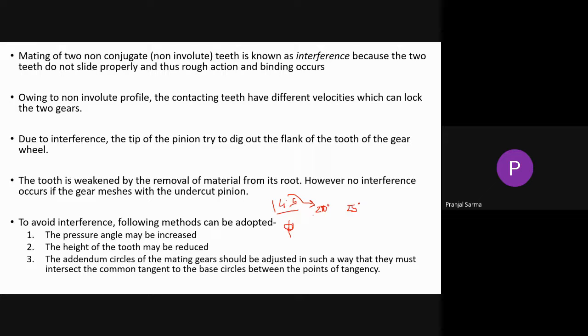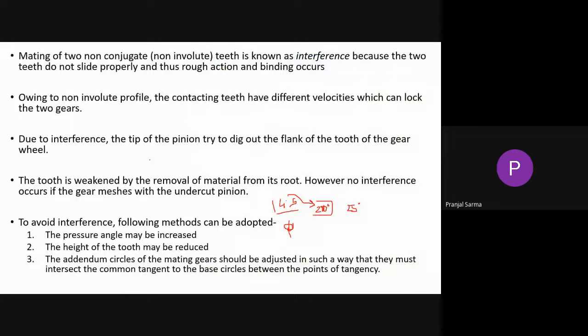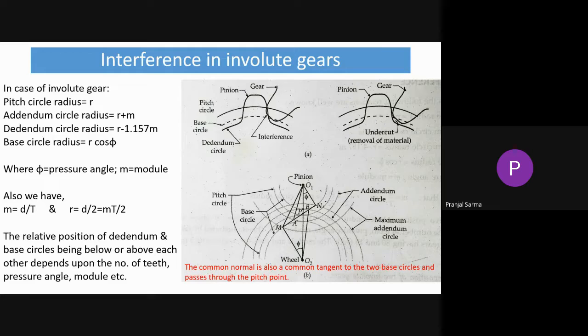Increasing this pressure angle gives a certain advantage in terms of decreasing interference. Apart from that, as you can see, it is the tip portion of the tooth that tries to dig out the material, so the height of the tooth might be somewhat reduced, and then also the interference problem can be somewhat avoided. The addendum circles of the two meshing gears, gear 1 and gear 2, should be adjusted in such a way that they must intersect the common tangent to the base circles between the points of tangency, as in this particular figure.